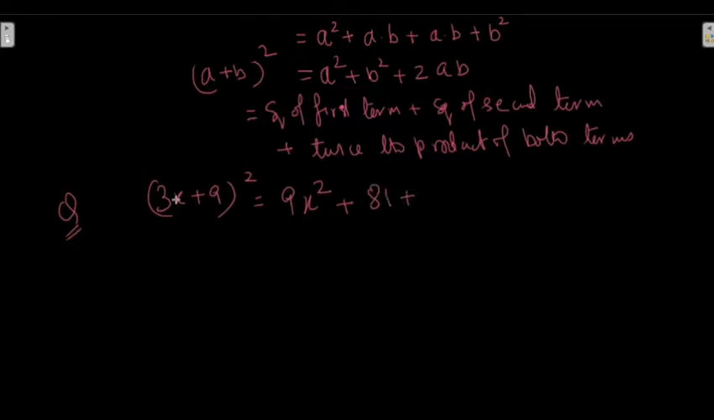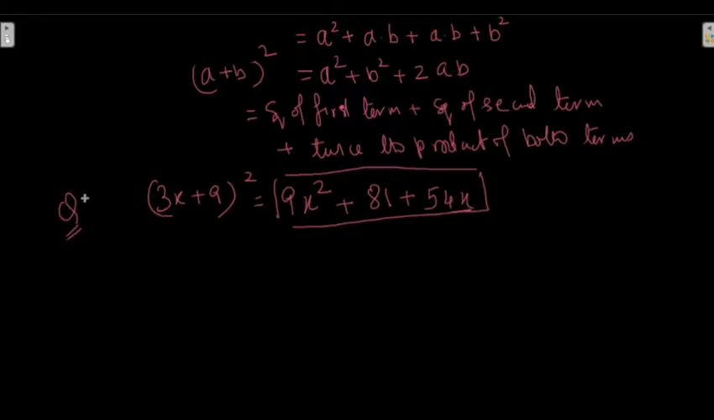Plus, now it is twice the product of both the terms. What is the product of both the terms? First term is 3x, second term is 9. 9 times 3 is 27, it is 27x. And what is going to be twice 27x? It is twice 27 into x, which is 54x. So, no calculations. Straight away we come and write the answer.